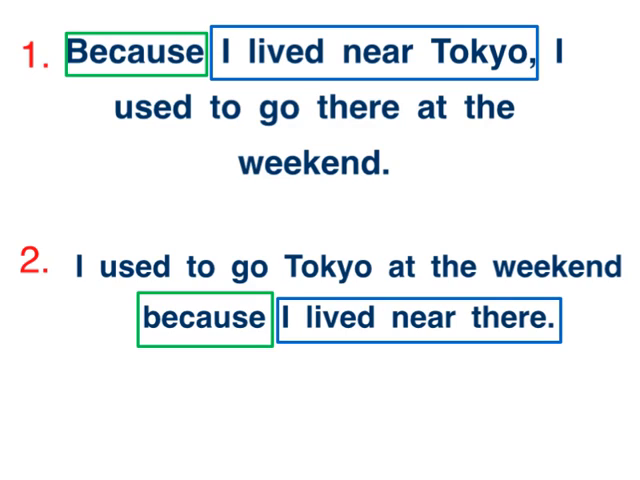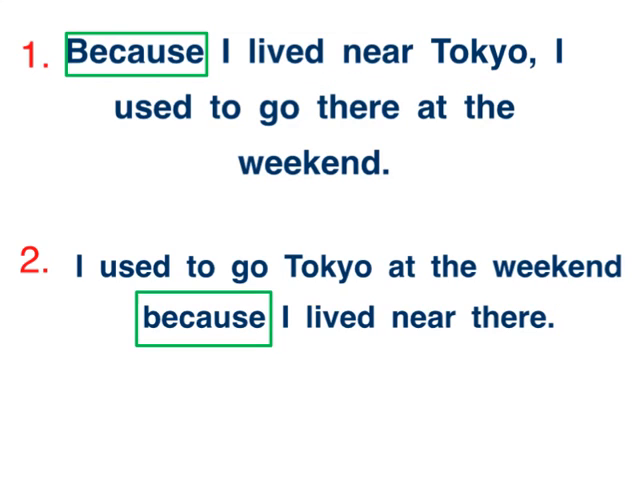So in the second sentence, you can see that it's still saying because I lived near Tokyo, because I lived near there. These must stay connected together in both patterns. That's because this is the reason, this is the cause of this result. Why did I used to go there? Why? Because I lived near Tokyo. And in the second sentence it's still the same. Why did I used to go to Tokyo? Because I lived near there.